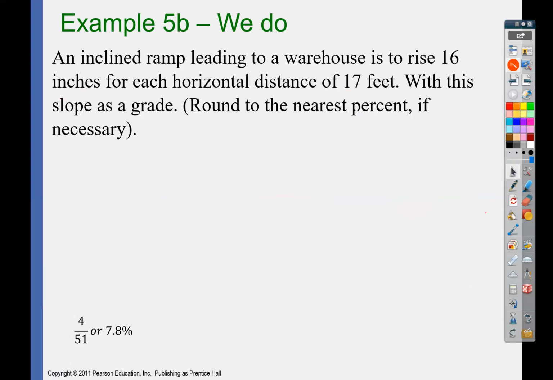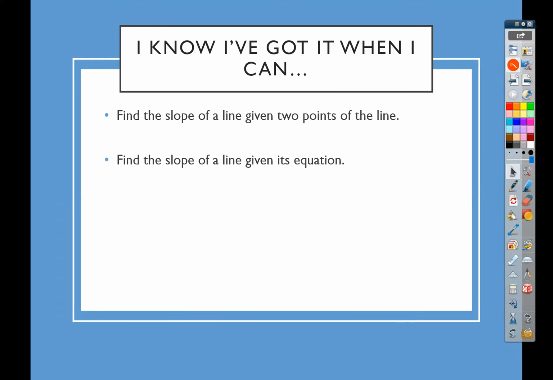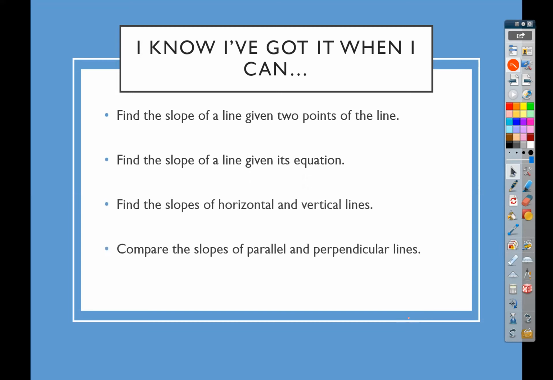All right. So I know I've got it when I can find the slope of a line given 2 points. Find the slope of a line given its equation. Find the slopes of horizontal and vertical lines. Compare the slopes of parallel and perpendicular lines. So you know here that parallel are the same, perpendicular are opposite reciprocal. And find the slope as a rate of change. And you do that in word problems.